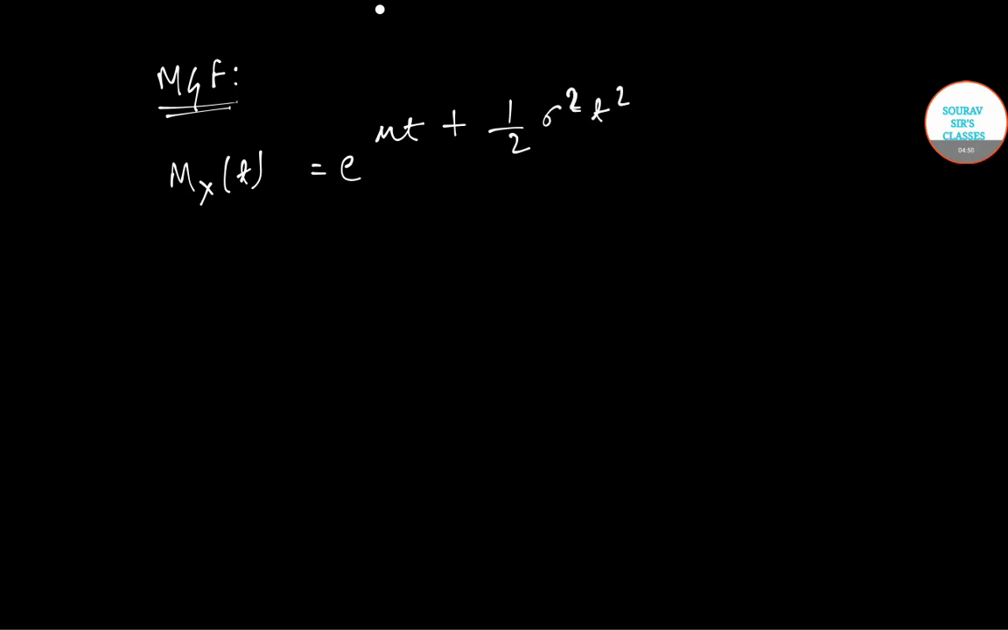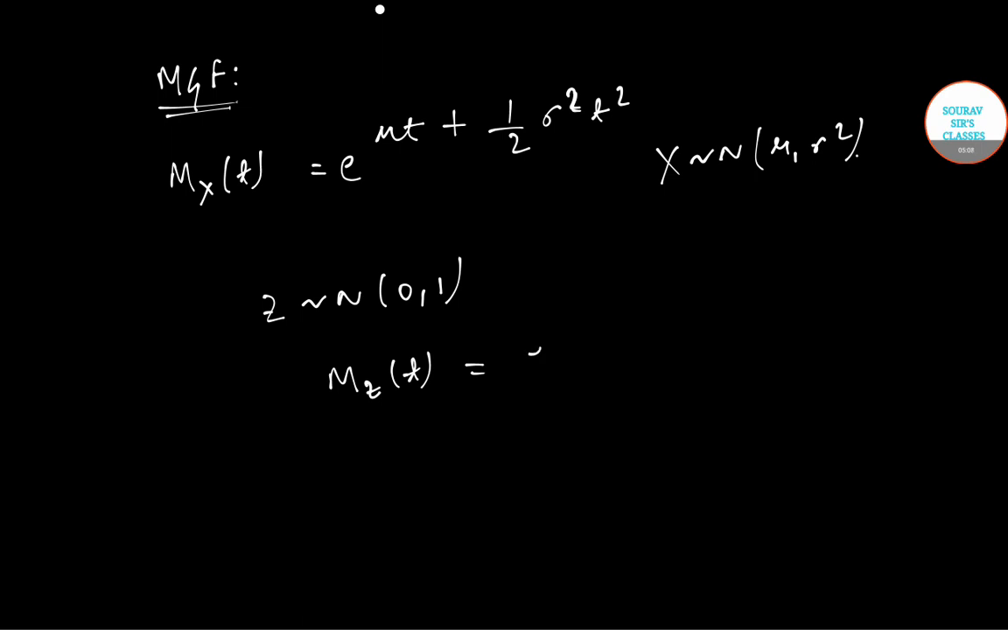The MGF of the normal distribution is given as M_X(t) is equal to e to the power mu t plus half sigma square t square. Now this is the case when x follows normal mu sigma square, and for a standard normal variate, that is z follows normal 0, 1, the moment generating function is equal to e to the power t square by 2.